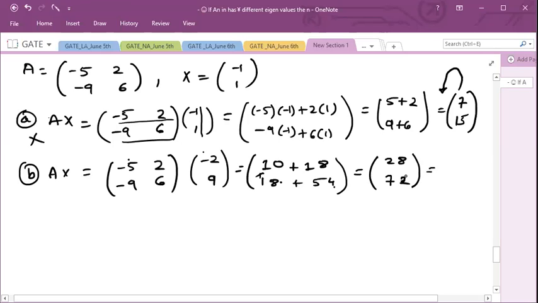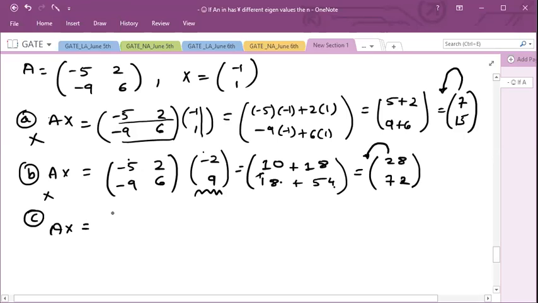Now, can we take anything common from 28 and 72 so that it becomes (-2, 9)? Yes, we can take something common from 28 and 72, but here both are positive quantities. It cannot be reduced to minus 2 and 9 again. Are you getting my point? So this is also not possible.